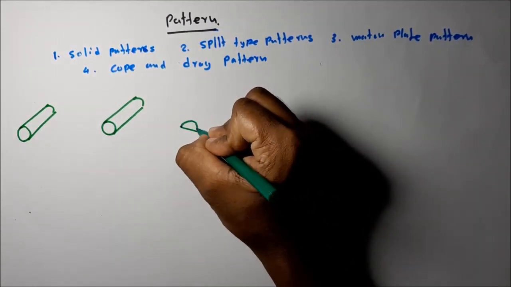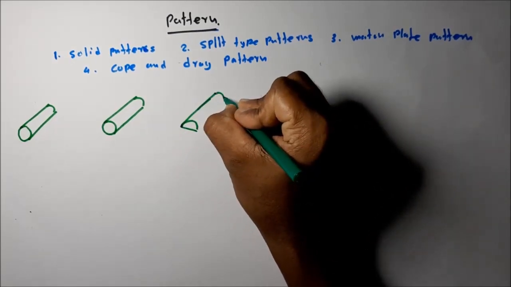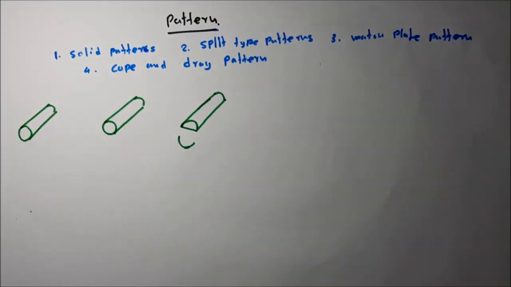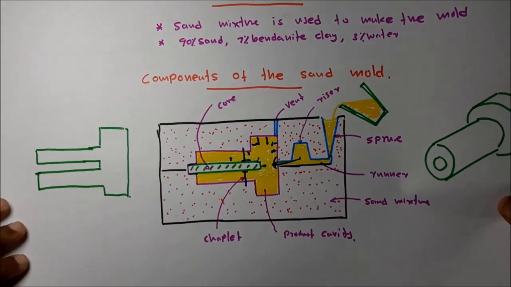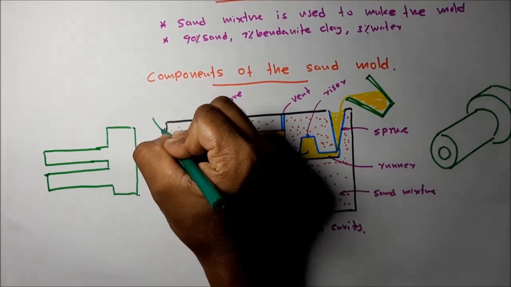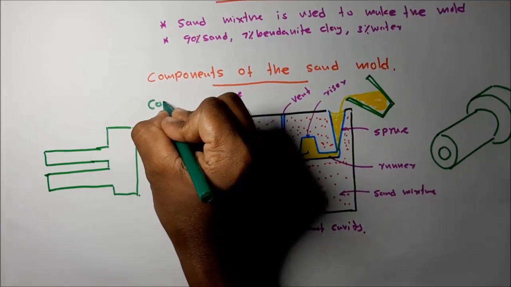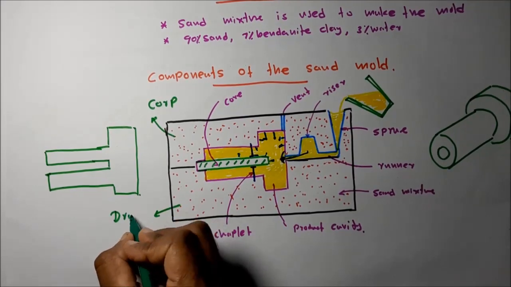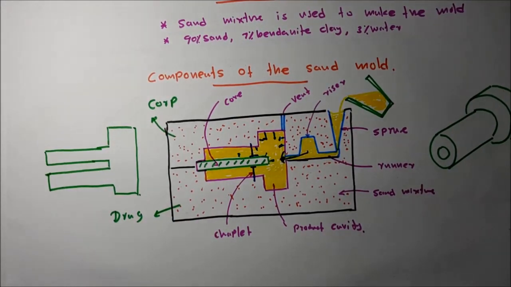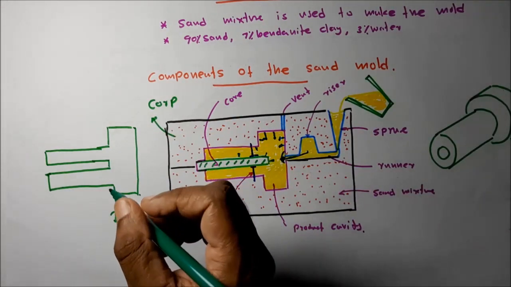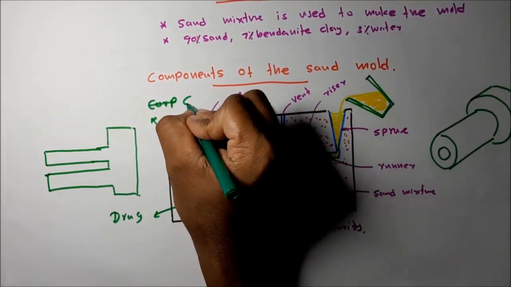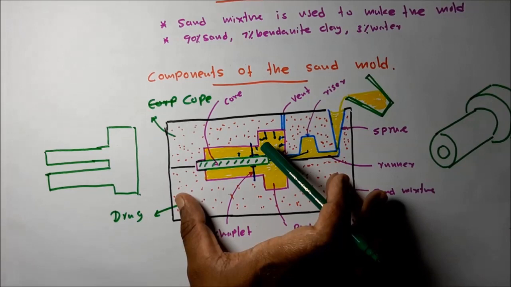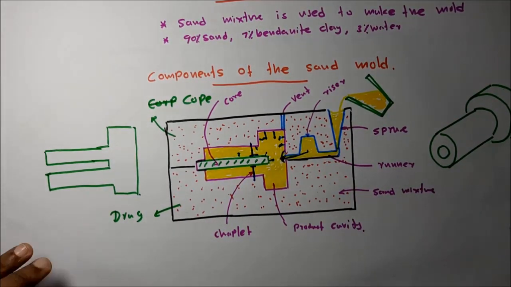Then the split type pattern is split into different parts, normally 2 parts. I forgot to say something about the previous mold. The top half of the mold is called the cope part, and the bottom half of the mold is called the drag part. Keep that in mind, I forgot to tell it.